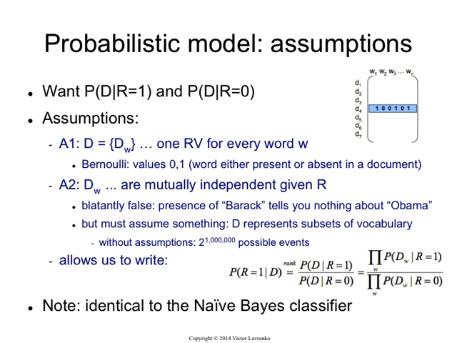So it is identical to naive Bayes, except we don't have the priors. And again, why don't we have the priors? Because we're ranking.